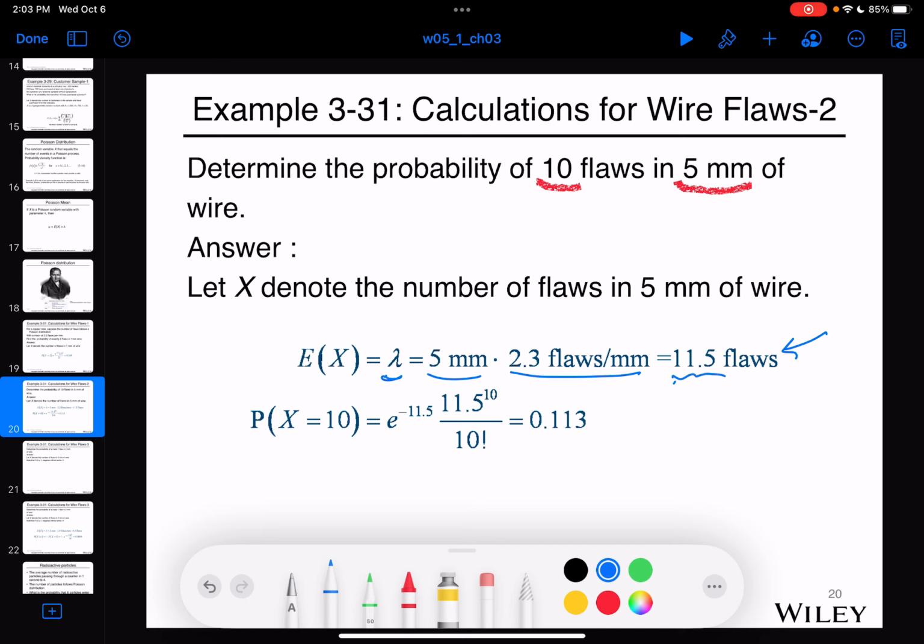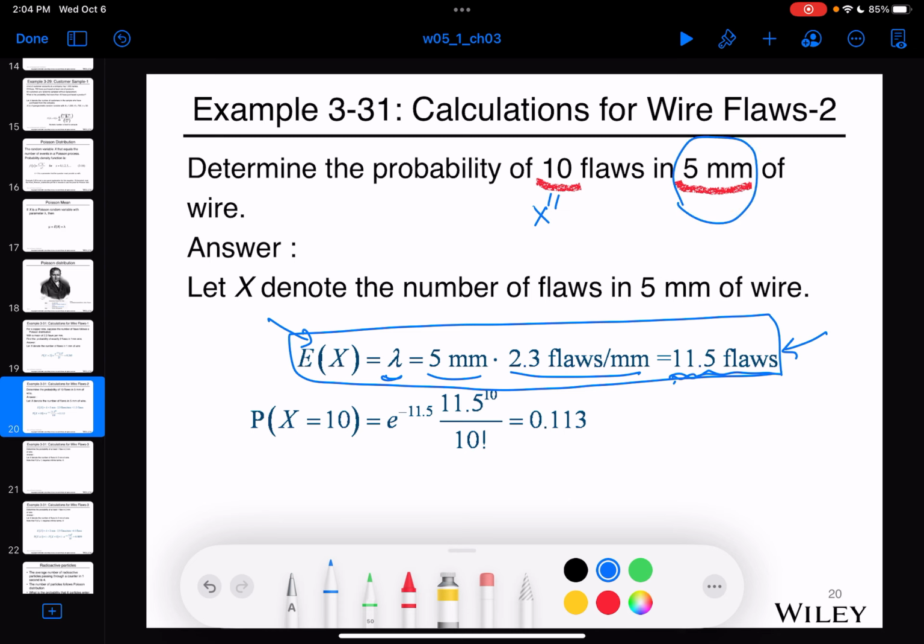And again, now that we get this number, we plug in x equal to 10. But the only difference from the previous example is that it's a different lambda. It's not the same lambda, right? So in my opinion, this is also really easy. All you need to do is to calculate the expected value for whatever length the question is interested in, right? Any questions? Okay.